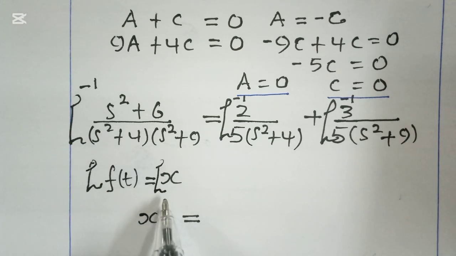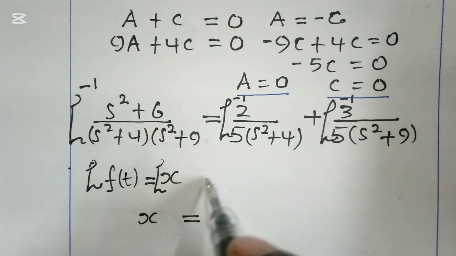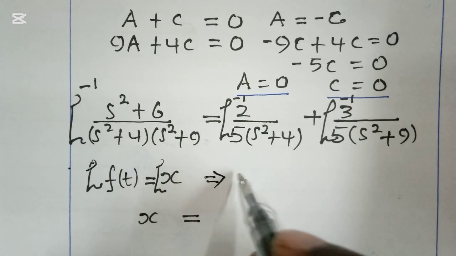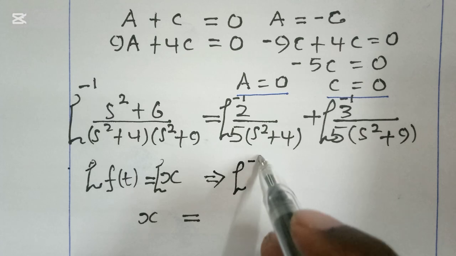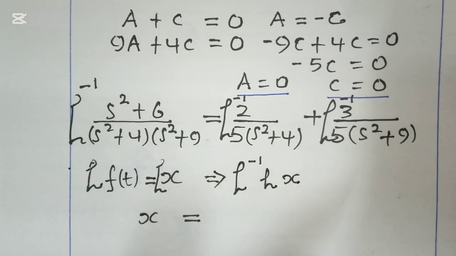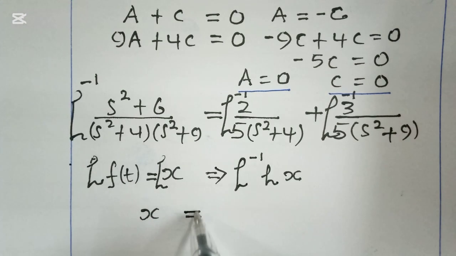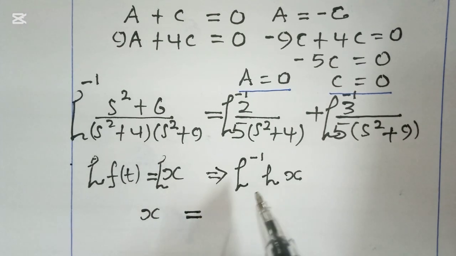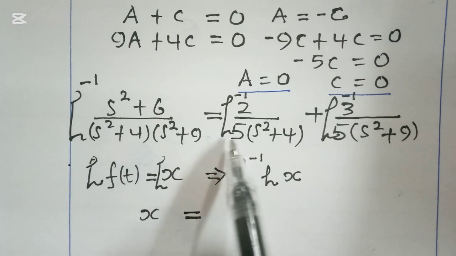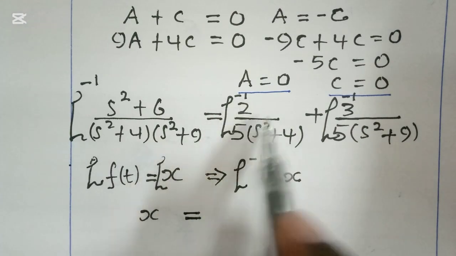So guys, to get x alone, we will need to get the inverse. So when we, for example, do the inverse of the Laplace transform of x, we are going to remain with x alone. And this is what we are now doing. This is our function of t. And so therefore x is now going to be, we come here.